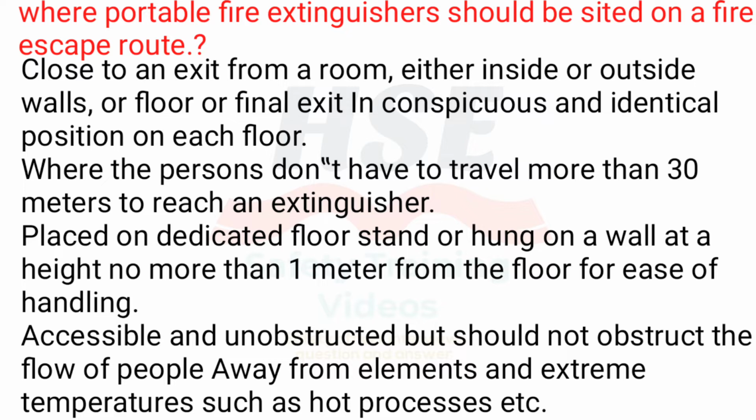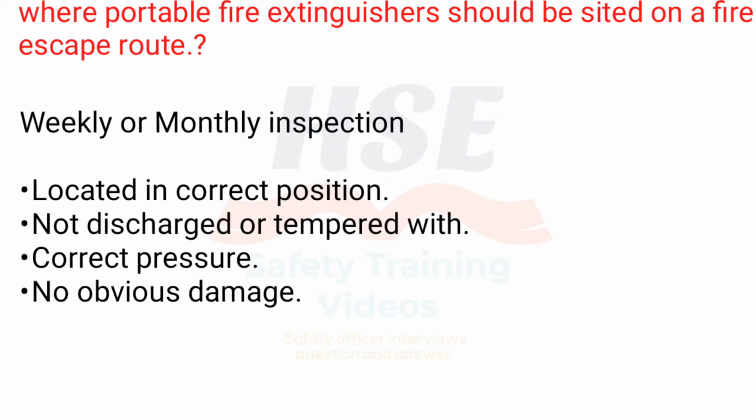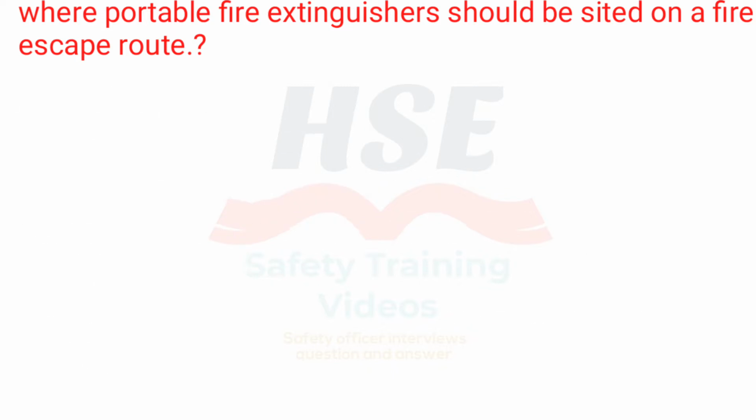Accessible and unobstructed, but should not obstruct the flow of people away from the fire, and away from extreme temperatures such as hot processes, etc. Weekly or monthly inspection. Located in correct position. Not discharged or tampered with. Correct pressure. No obvious damage.